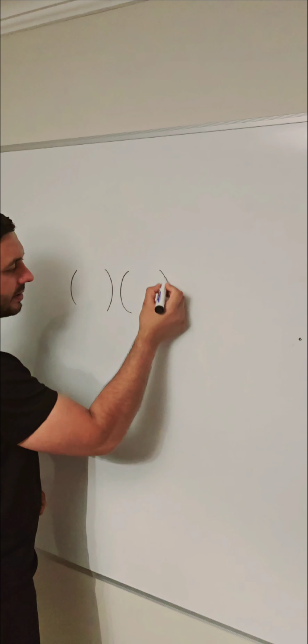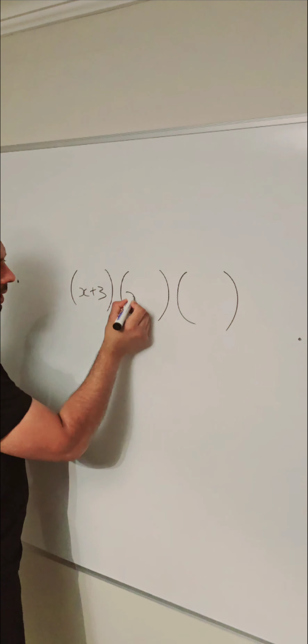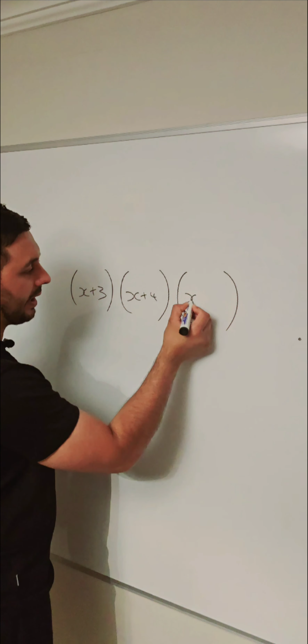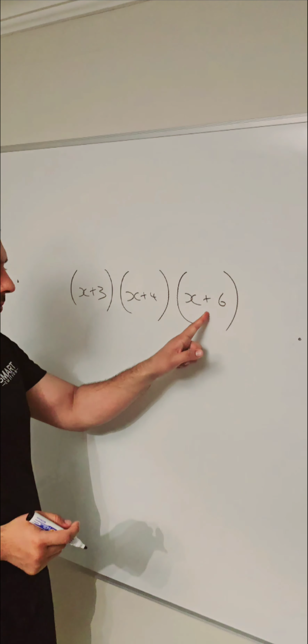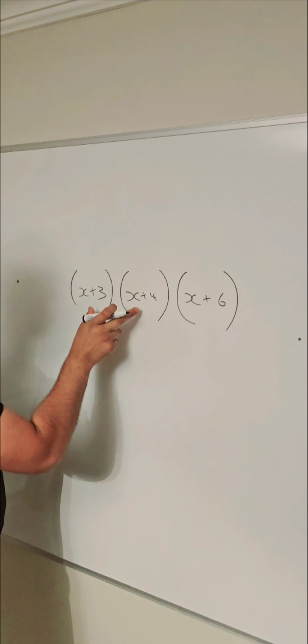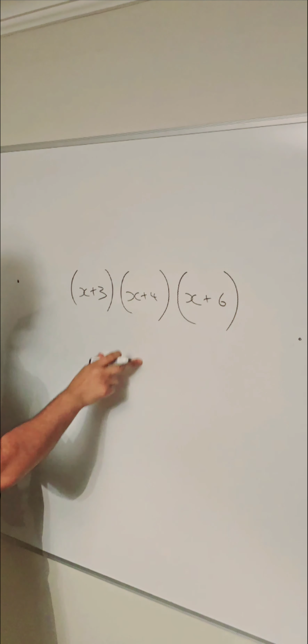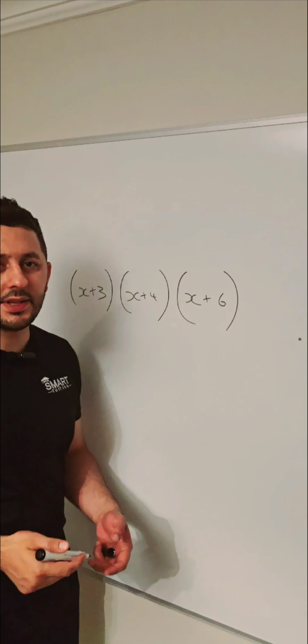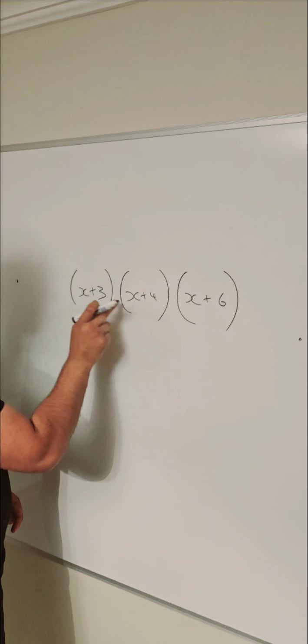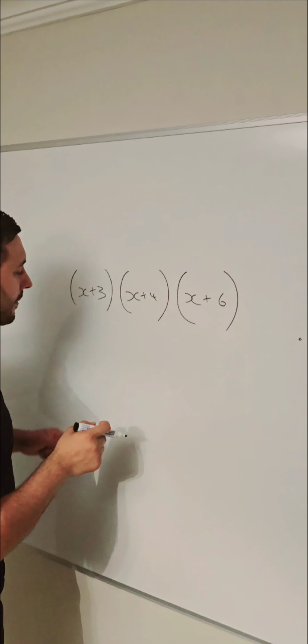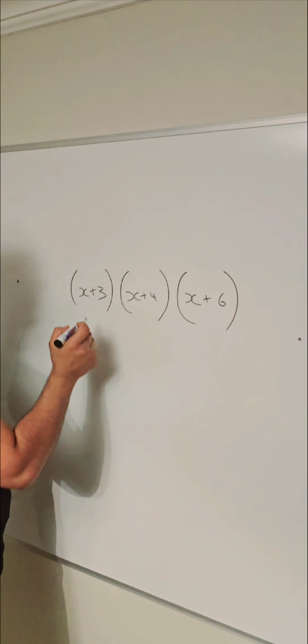The first is x plus 3, x plus 4, and x plus 6. What I'm going to do is start off by ignoring this third bracket and just focus on these 2 brackets. I'm going to have to expand these 2 brackets. There's different ways of expanding. I like to use the method of FOIL, which is where you multiply each number individually. I'm going to start off by multiplying these 2 brackets.